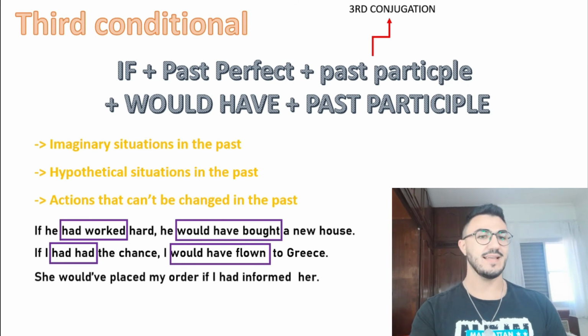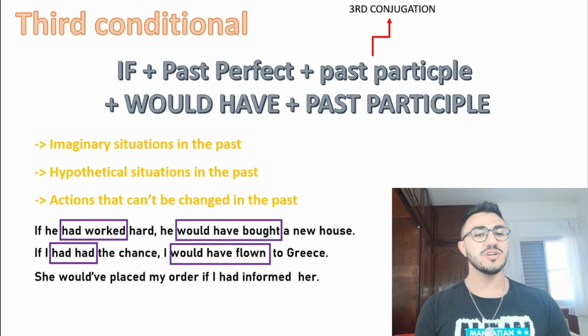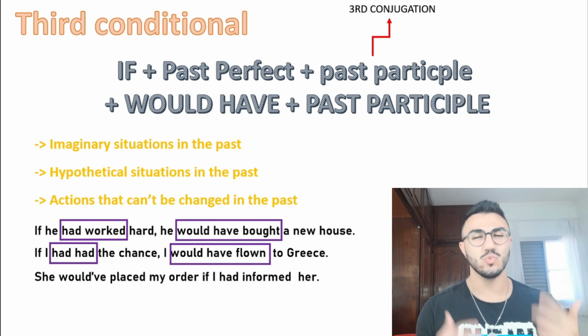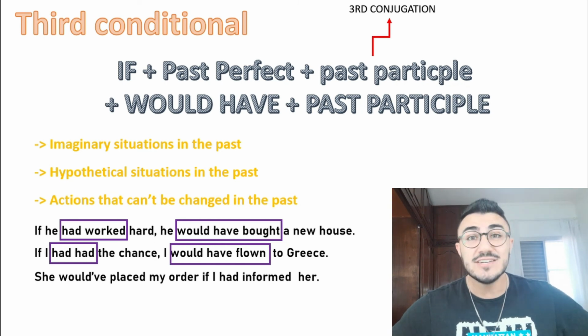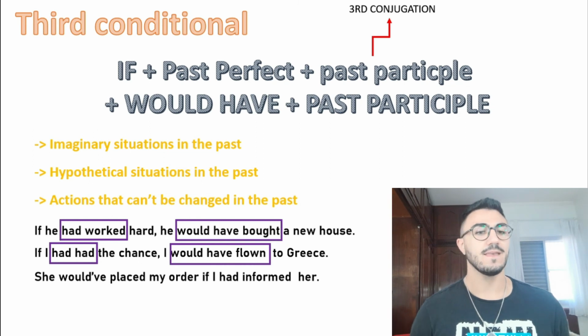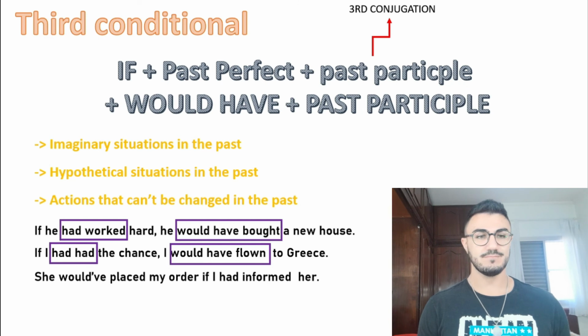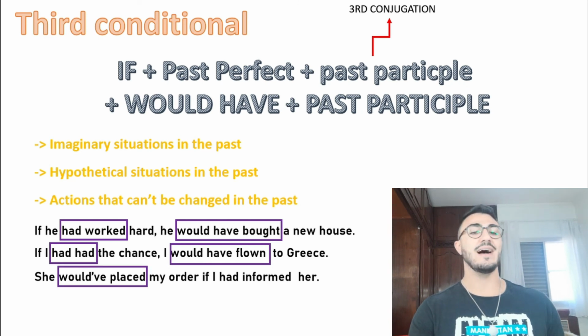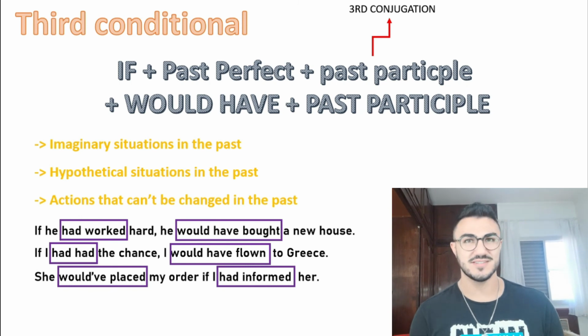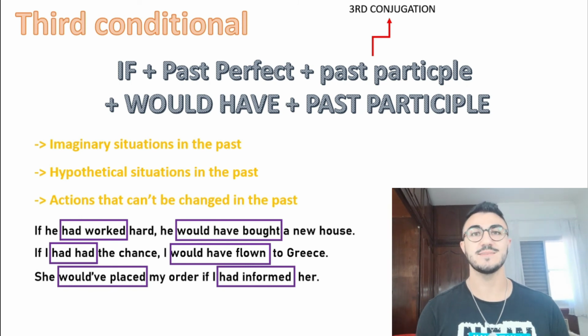Alright? Next example. She would have placed my order if I had informed her. Would have, teacher, would've. Yes, would've is the abbreviation for would have. Okay? Would have. So she would have placed my order if I had informed her. So, would have plus past participle, and had and past participle. Past perfect and past participle.